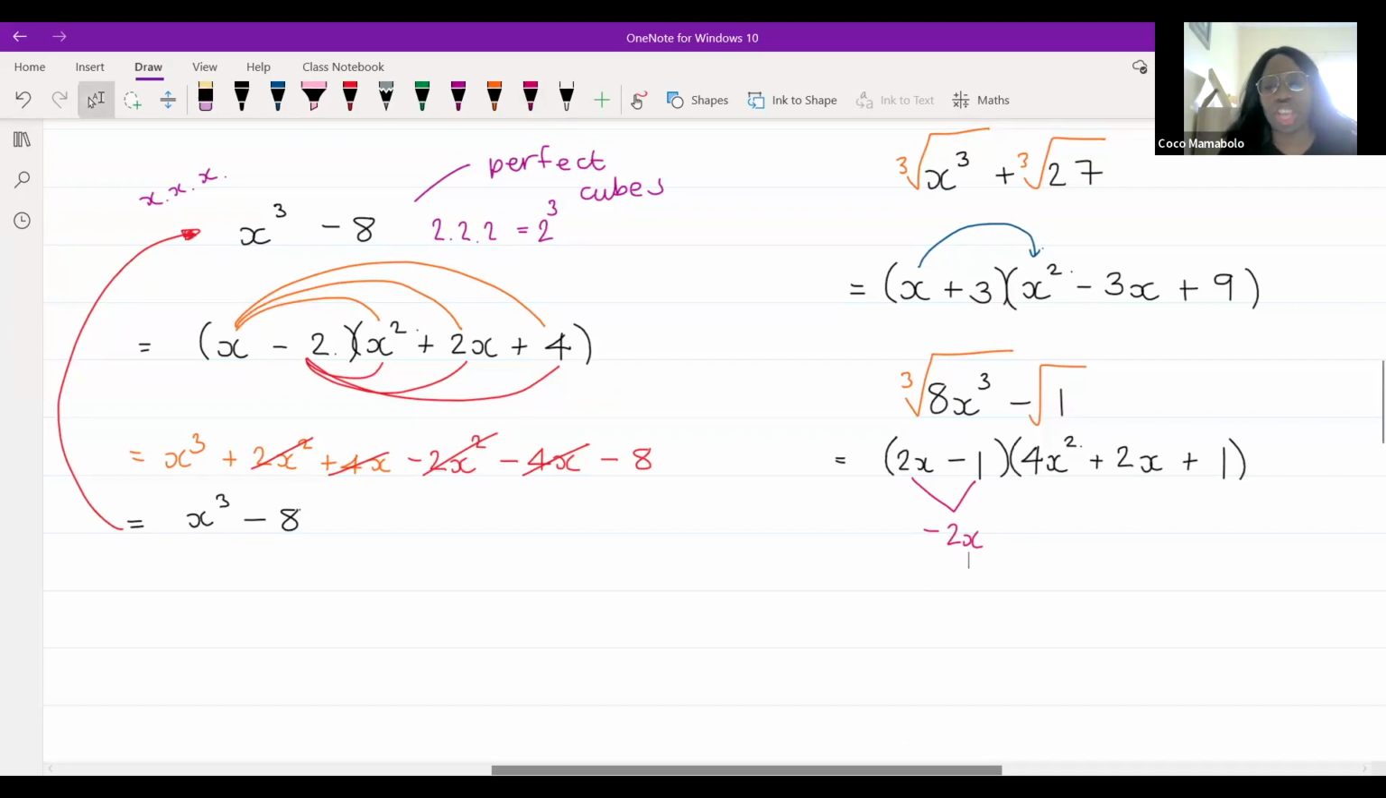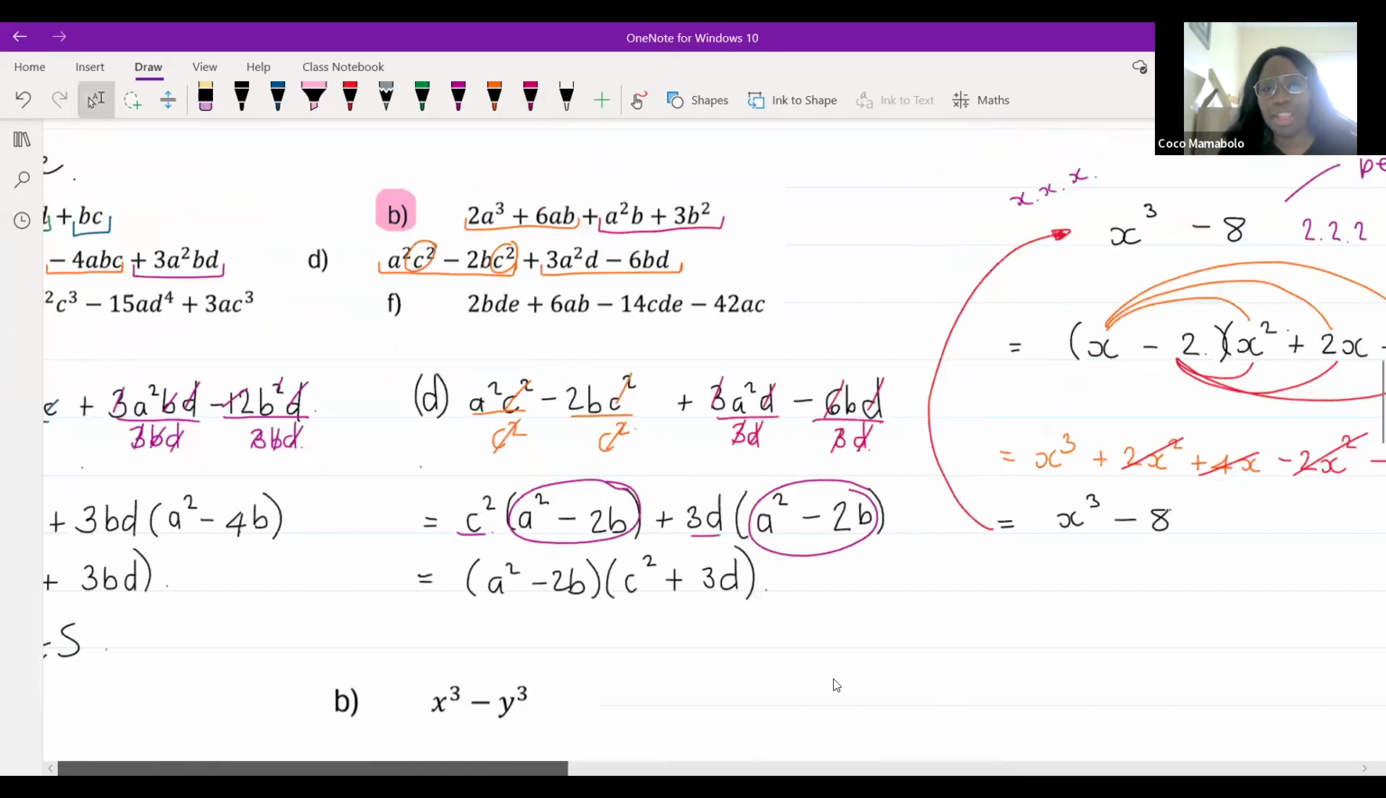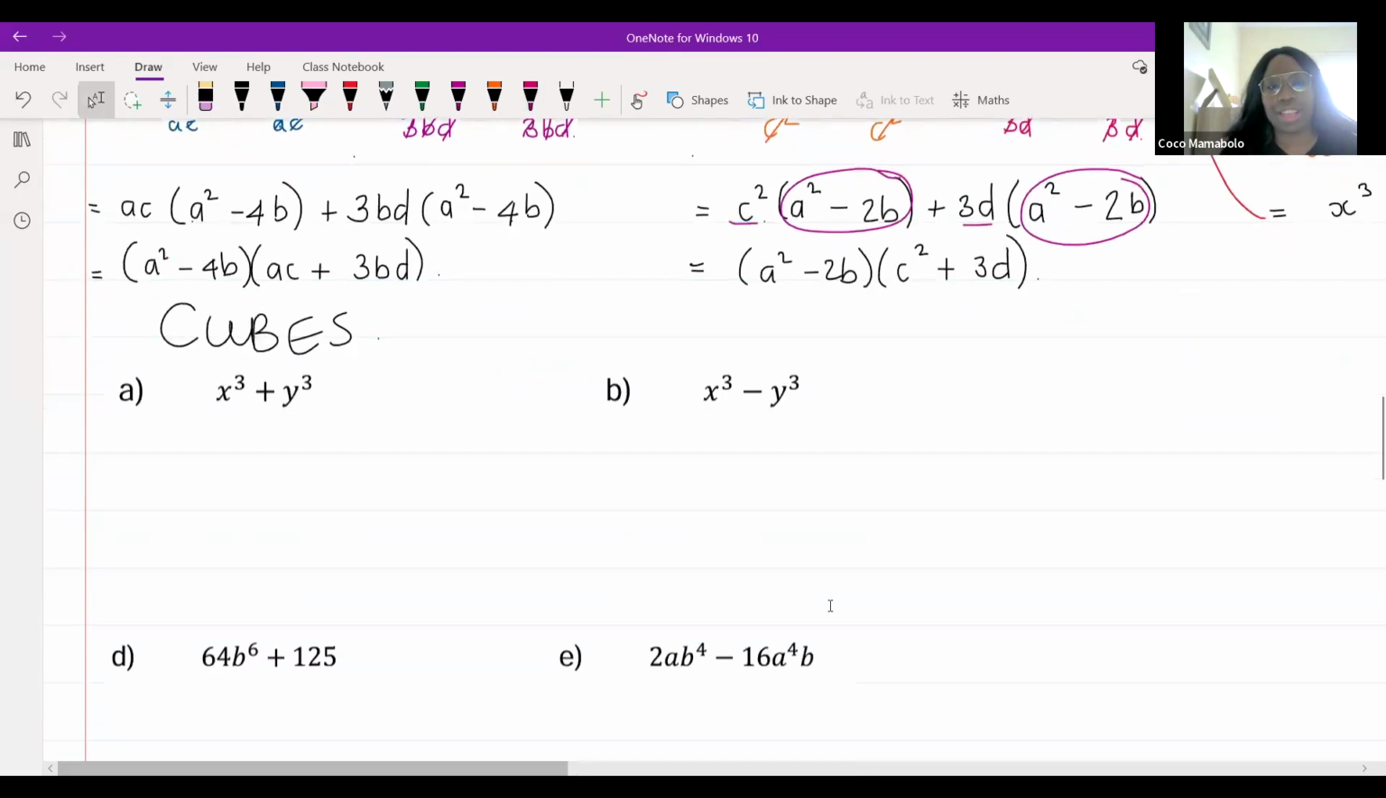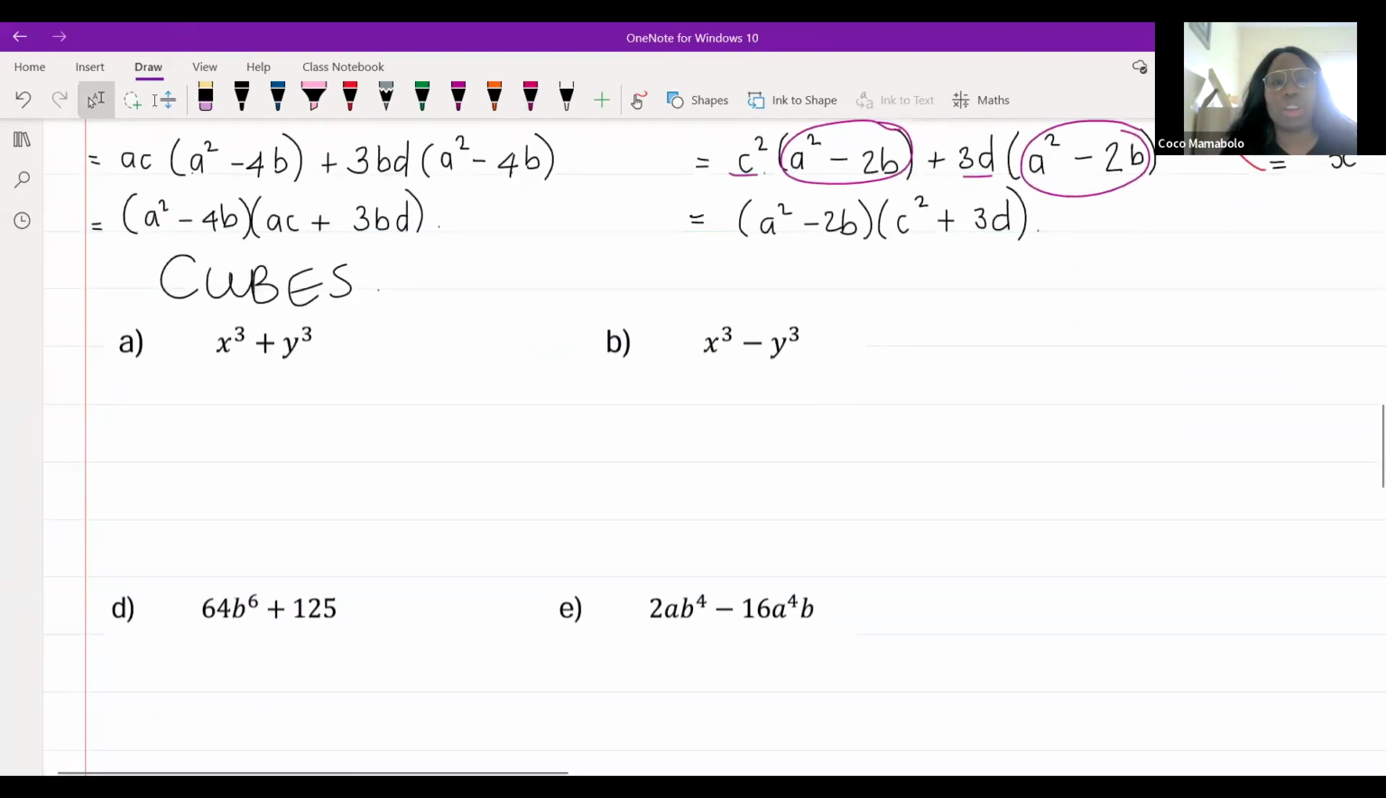Okay, here's your next challenge. I want you guys to factorize A, B, and I know I skipped C, but do A, B, D, and E for me, please. Okay, I'm going to pop my favorite emoji in the chat. You guys know, because every day at Maths is lit.